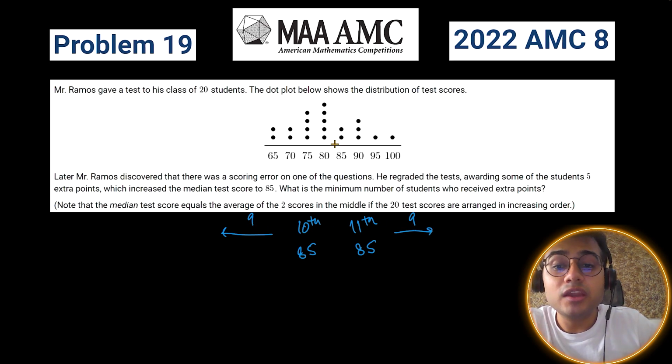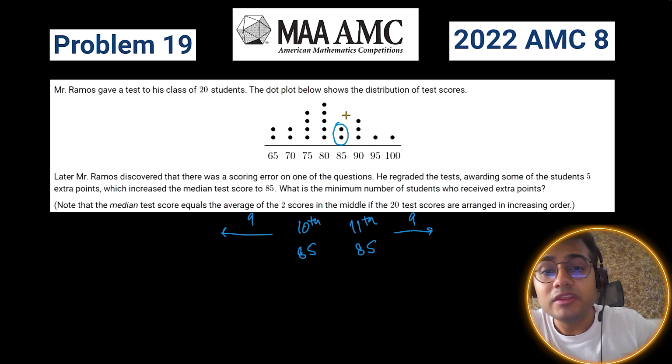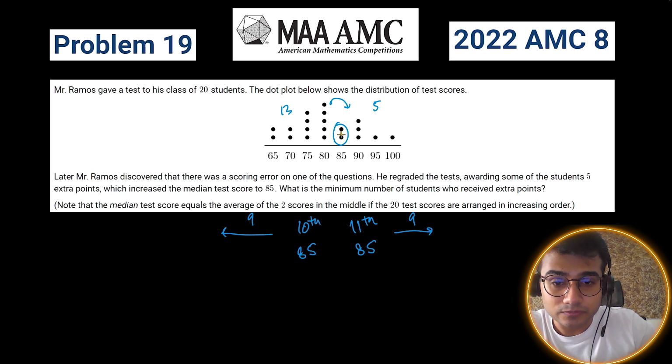Now, what is the current scenario? We have these students at 85. How many are less than 85? There are 1, 2, 3, 4, 5, 6, 7, 8, 9, 10, 11, 12, 13 students less than 85. And then we have 1, 2, 3, 4, 5 students greater than 85. So to make them 9 and 9, we need to move 4 students from here to this side.